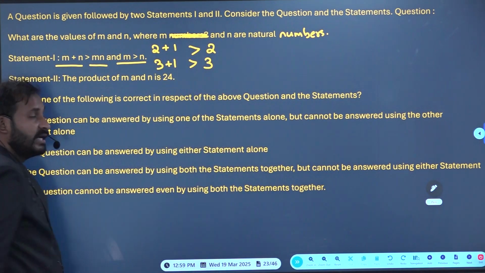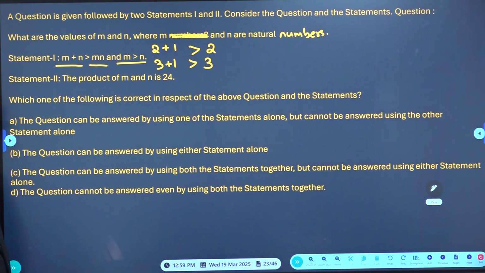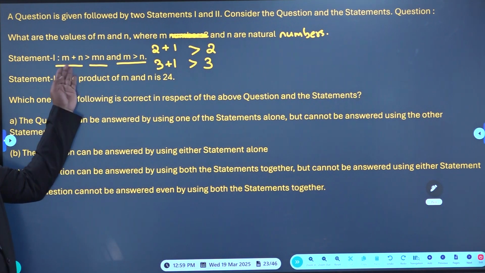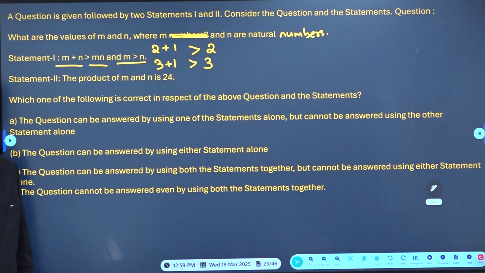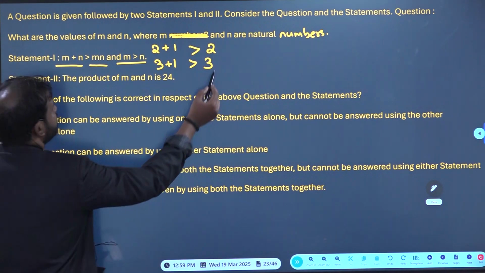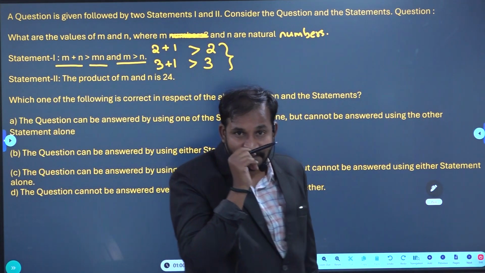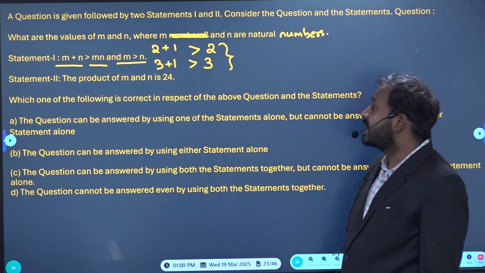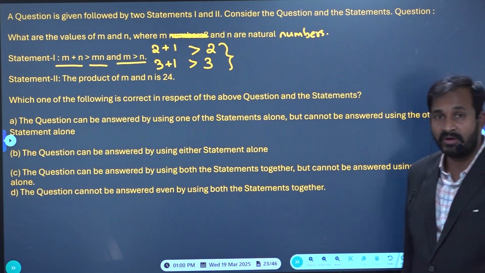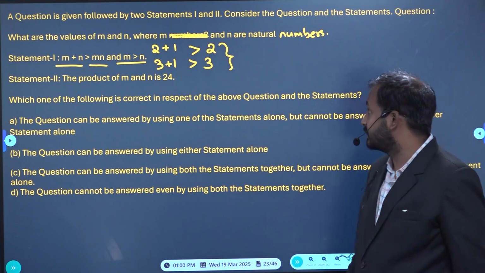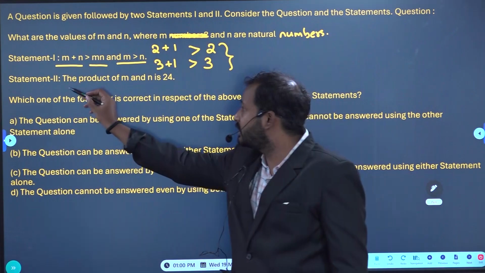3 plus 1 is greater than 3. So definitely m value is greater than 3. That means m plus n is greater than mn. That is also possible. So here, by using this first statement, can I tell exactly what is the value of m and n? No, I cannot tell the exact values of m and n here because I am getting multiple answers. Okay, now I will see only the second statement.